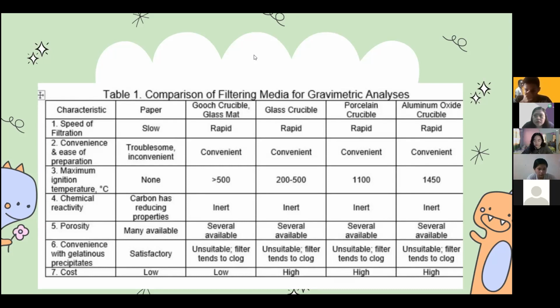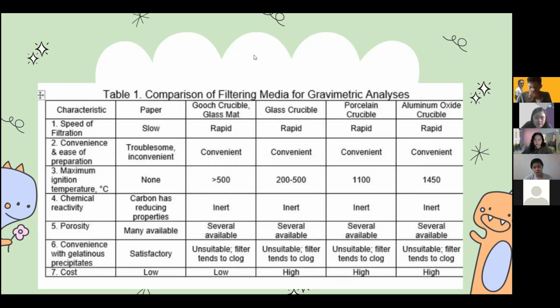For the chemical reactivity, since paper is an organic compound, there is a presence of carbon, and carbon has a reducing property. While for the porosity, paper has so many holes. It can also accommodate gelatinous precipitates, and one advantage of using filter paper is that it is actually cheap.